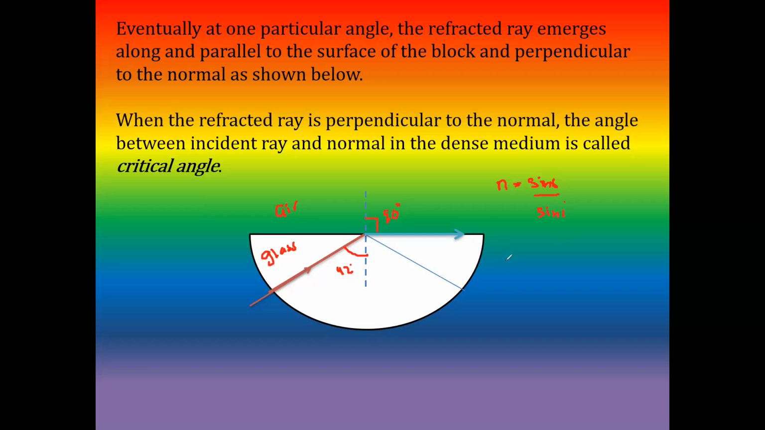So the refractive index we don't know. Sine r is 90 and sine i is 42. Sine 90 is 1, that's fixed, so you can just directly get the value. What is 1 divided by sine 42? It cannot be 0.67. It should be more than 1.